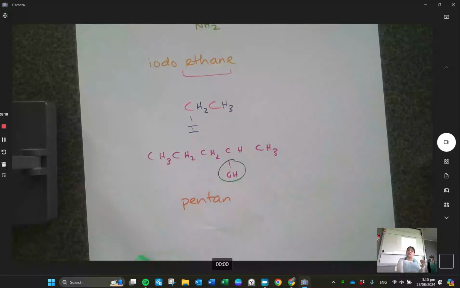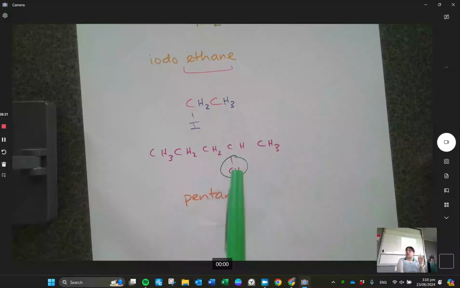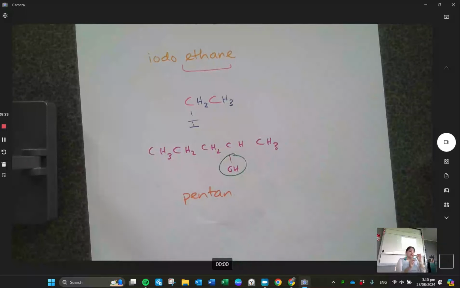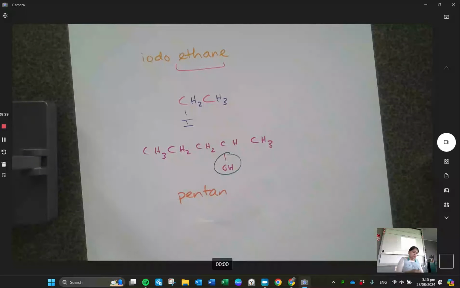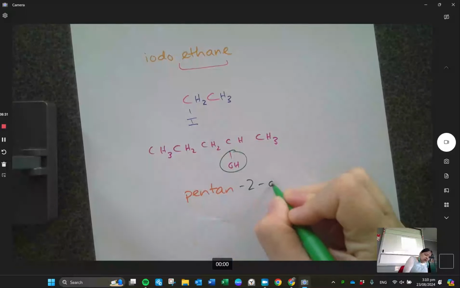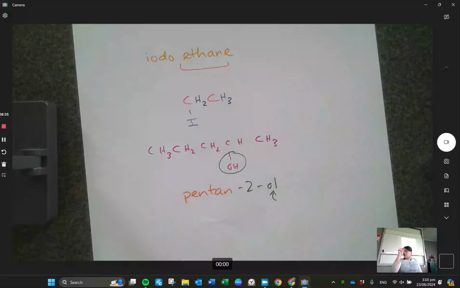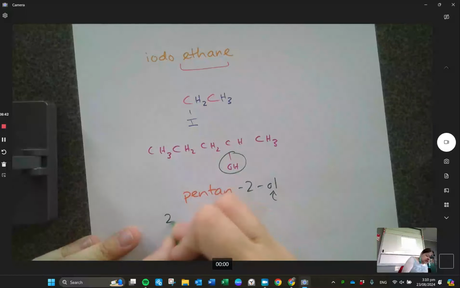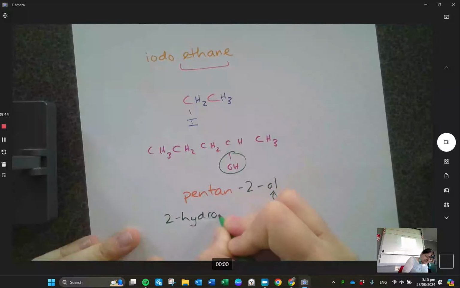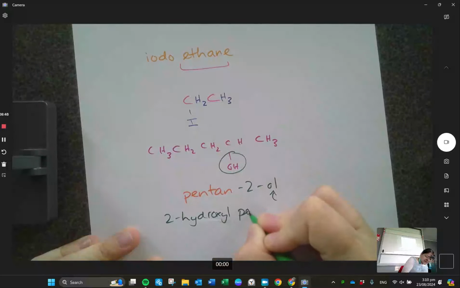I number it only once, and I want to give the functional group the lowest number possible now. So if I had a choice between a functional group and a branch, the number goes to the functional group. So 1, 2, so I would have 2. So the suffix ending for an alcohol is the -ol. I could also name it with a prefix. Again, alcohols can do that. So it would be 2-hydroxy pentane is another way you can name it.